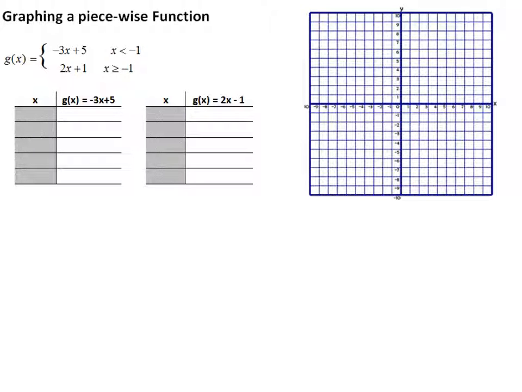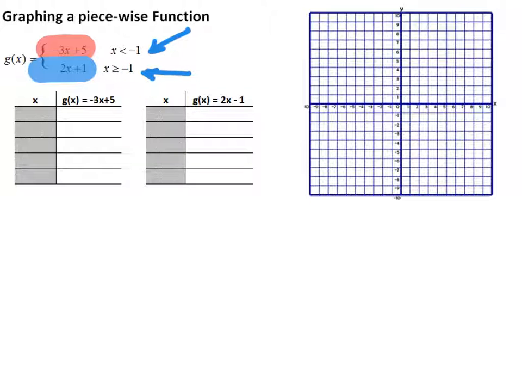Alright, to graph a piecewise function, you graph it in pieces, obviously. So this is one piece, and this is the other piece. The key is to look closely at the domain. What this is saying is that one piece goes all the way from negative infinity to -1, and then the other happens from -1 to the positive side.